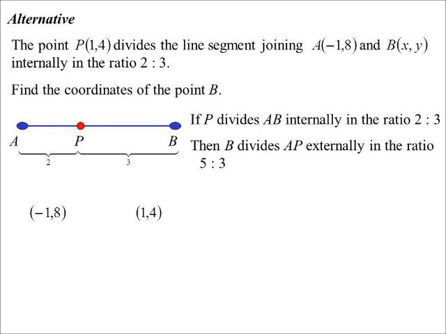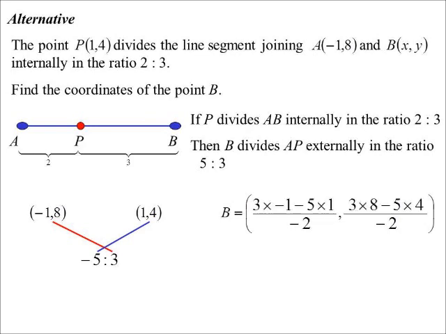So I can set it up like that. And I go, well, they're the 2 points I know. The ratio is now negative 5 to 3. Draw my crosses, and the bottom's negative 2. Multiply along the crosses like I did before, and sure enough, I end up with the same answer. So that's an alternative. You could rewrite the question to make it something more familiar.